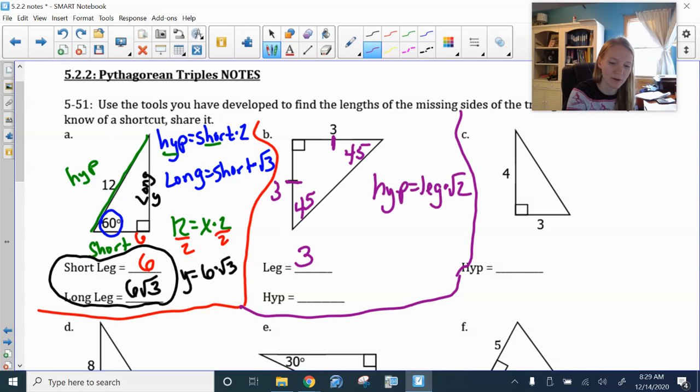Okay. The more you know those patterns, the easier they get to come up with. So our hypotenuse, if I just call it x, is going to equal the leg, which is just 3, times the square root of 2. And we really won't do anything with that. We'll just say 3 root 2.